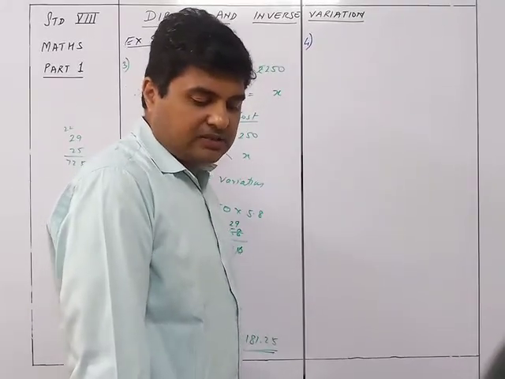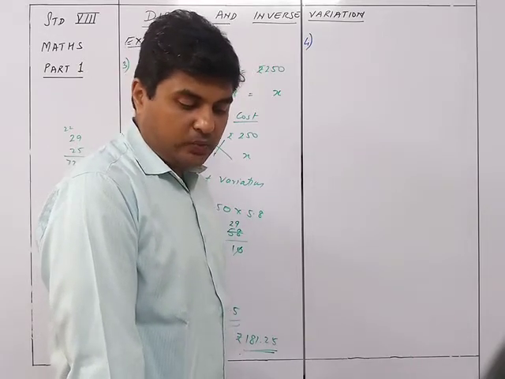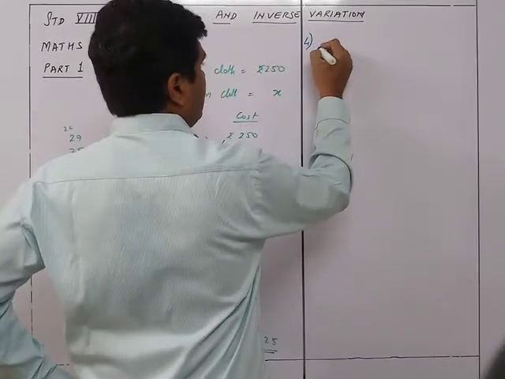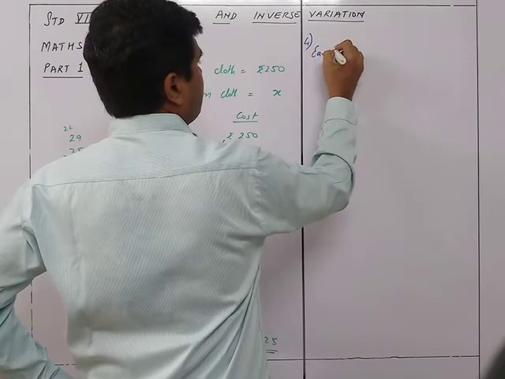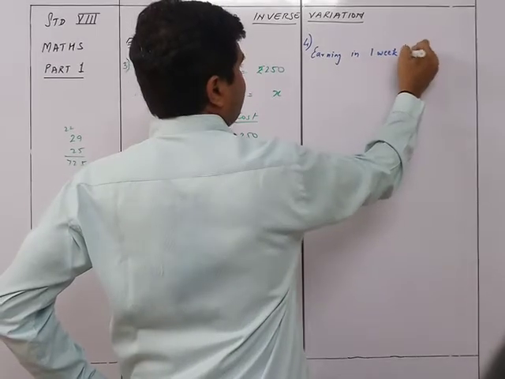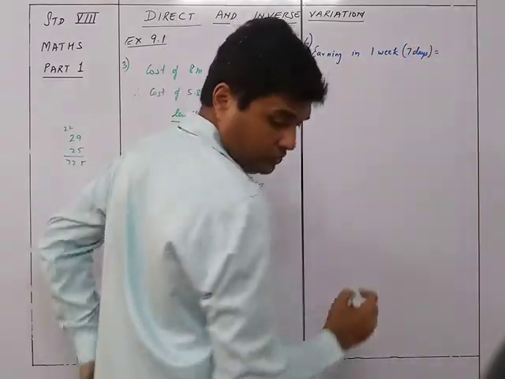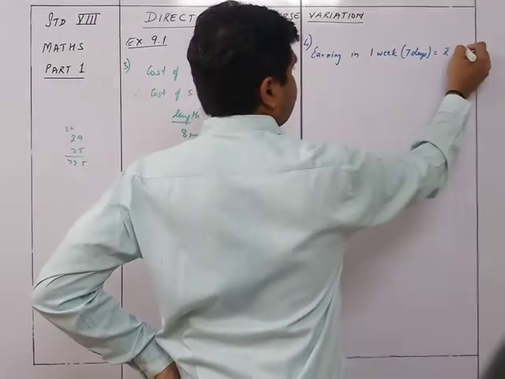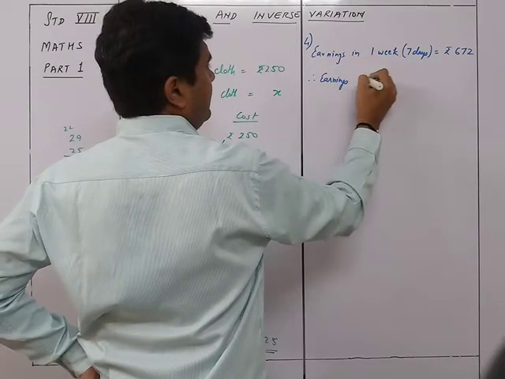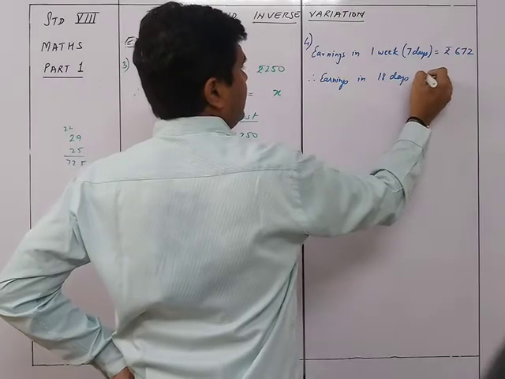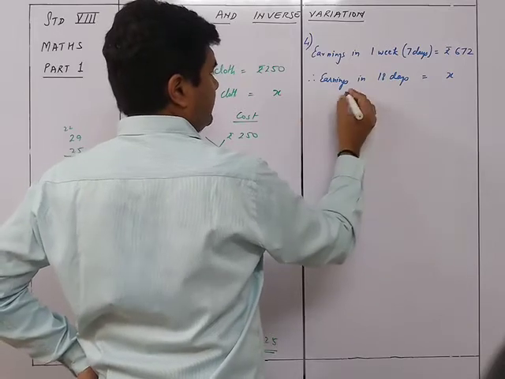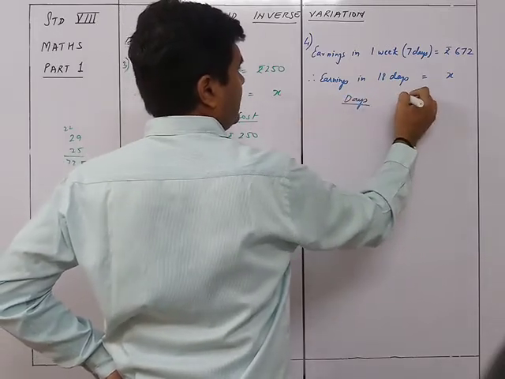If a laborer earns rupees 672 per week, how much will he earn in 18 days? So you can write over here, earnings in 1 week, so we write it as 7 days, is equal to rupees 672. Therefore, earnings in 18 days is equal to X. So write over here days and earnings.